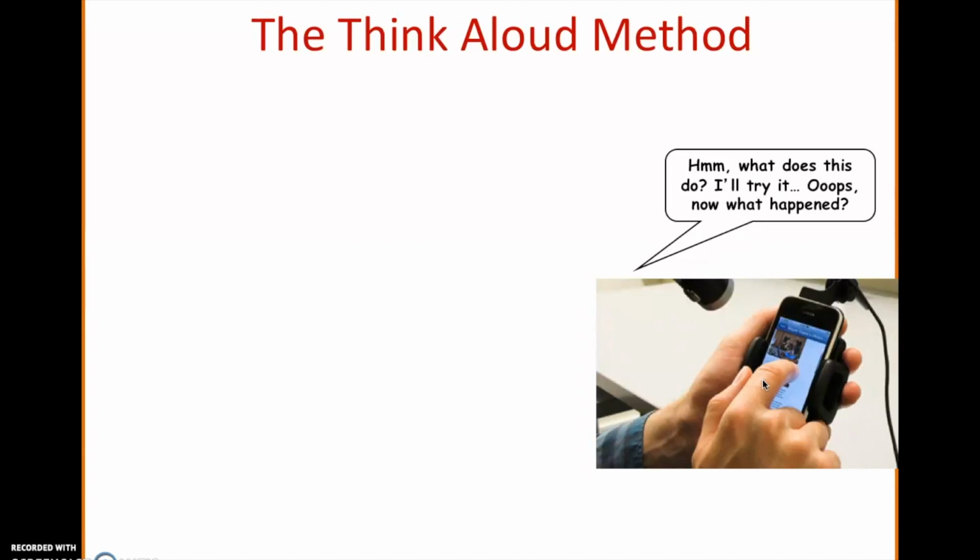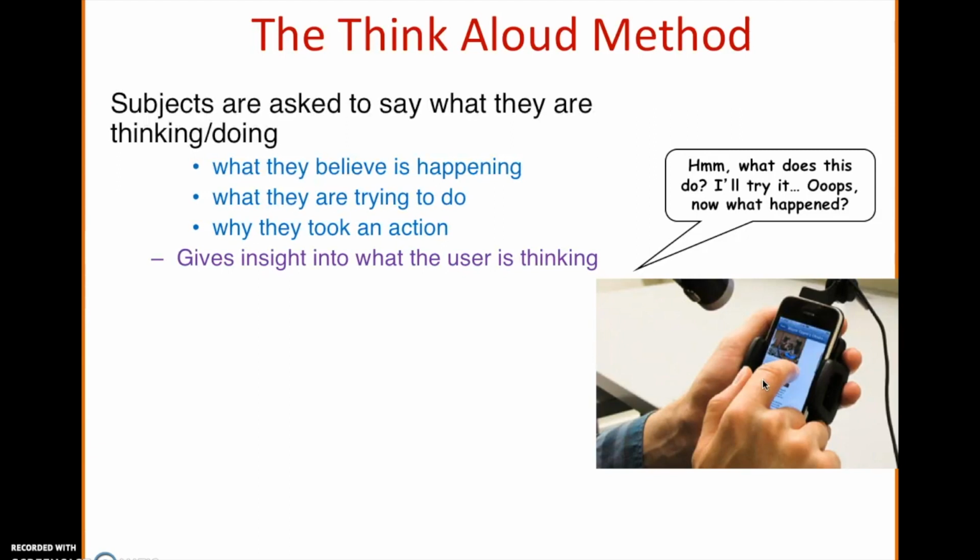They have to say what they think is happening, what they are trying to do, and why they took that action. For example, let's say you give them the task to log in to Facebook. The user using the think aloud technique will say it out loud. For example, okay, I was assigned to log in to Facebook, so now what I will do is fill out my username and then my password here, and then I click the login button. So the users have to voice out their actions and what they are doing.